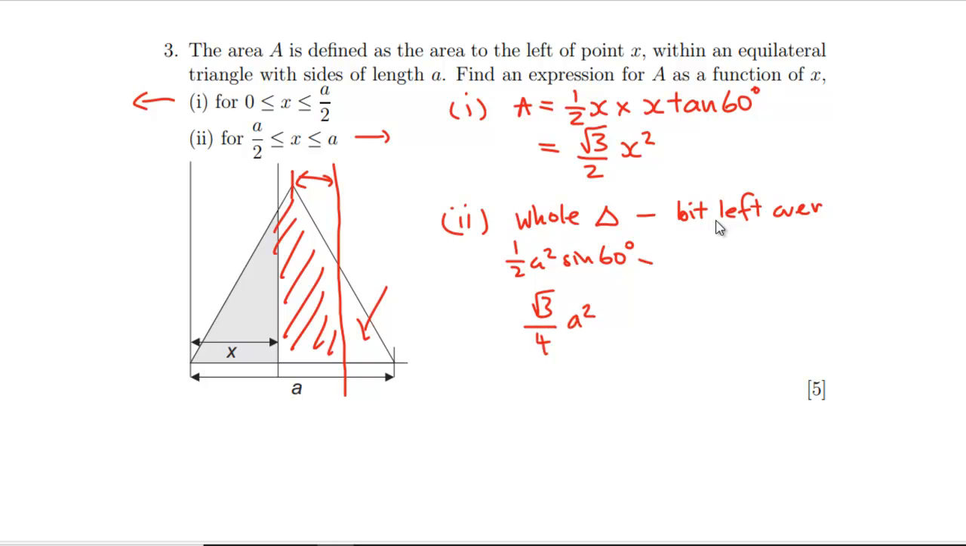And then we need to take off, well, it's much the same thing again, half the base. So this base is now a minus x, because that's what we've got left for that length. And then the height will be a minus x times tan of 60 degrees. So it's more or less the same calculation that we did here, but we're putting in a minus x instead of x. So that is minus root 3 over 2 a minus x squared.